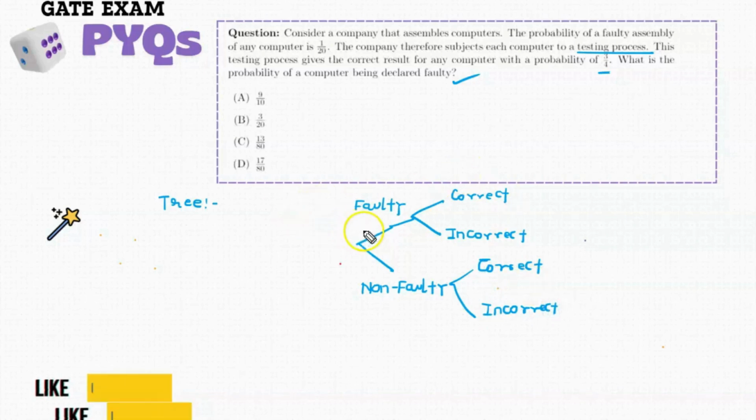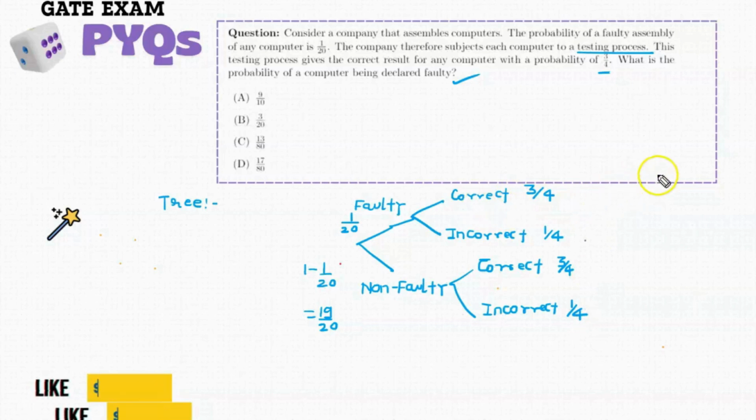What is the probability that it is faulty? It is given to be 1 over 20. And what is the probability that it will be non-faulty? It is just the complement. So we subtract from 1, we get 19 over 20. Here it will give the correct result with probability 3 over 4. So here the probability will be 1 over 4. Again 3 over 4, 1 over 4.